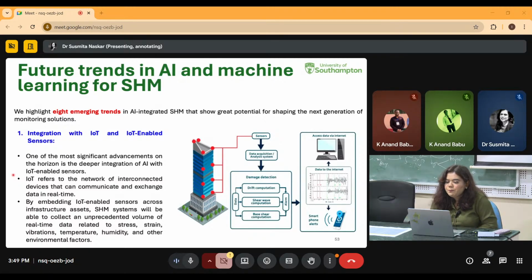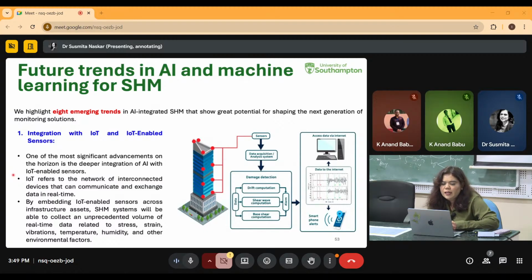So embedding IoT enabled sensors across the infrastructure helps us gather real-time measurements of stress. They also help you get strain, vibration, sometimes temperature changes, humidity, and a lot of other environmental factors. This data then feeds into an AI-based analysis system, enabling very fast damage detection, very predictive maintenance, and absolutely smarter decision making, right? So that's where this actually always lies.